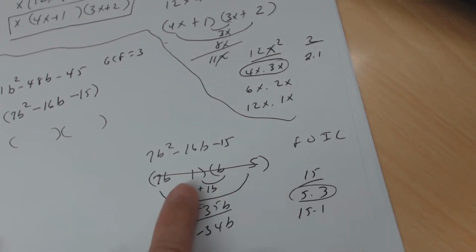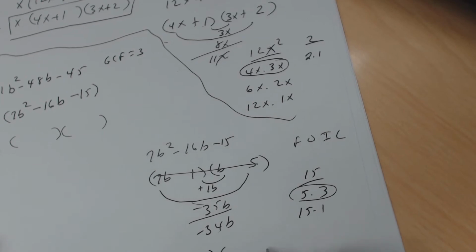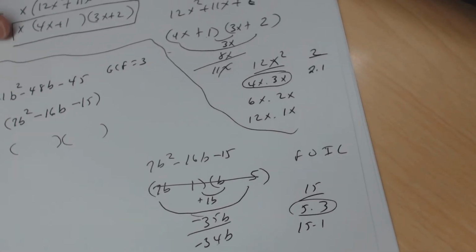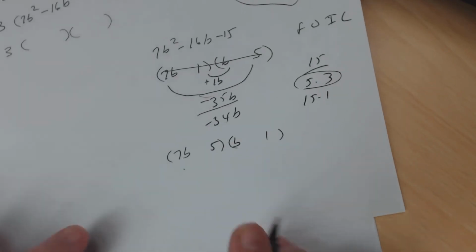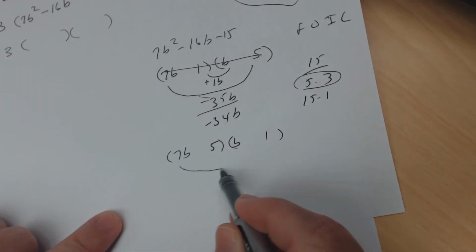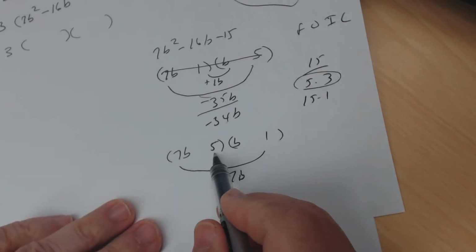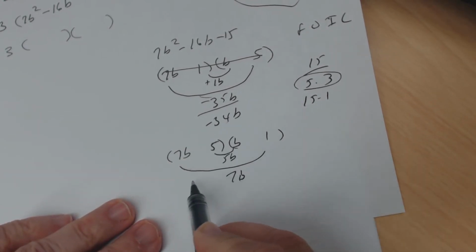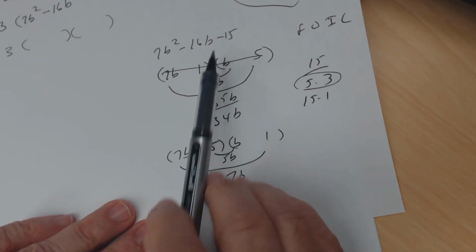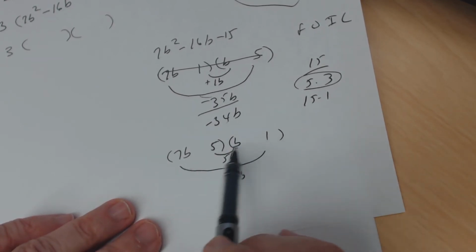Then what I'm going to do now is switch the 5 and the 1. I'm going to rewrite this over, so this will be 5 and this will be 1. So the outer this time is 7b, without the signs, I'm not putting the signs in yet. The inner is 5b. Now let's talk about the signs. The last sign's negative, so that means the signs in here will be different.